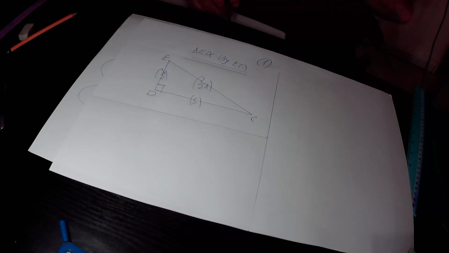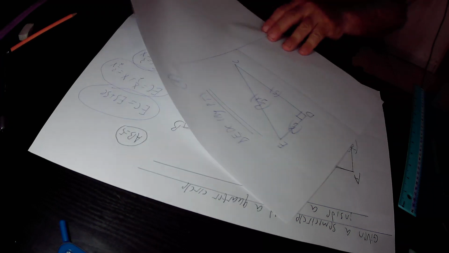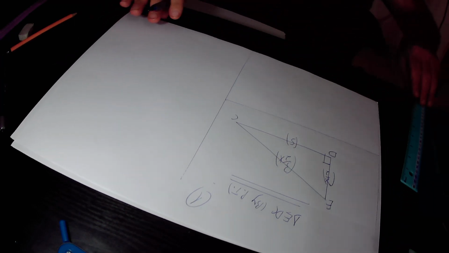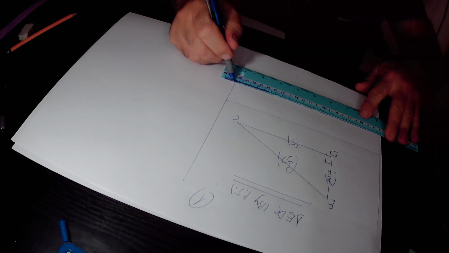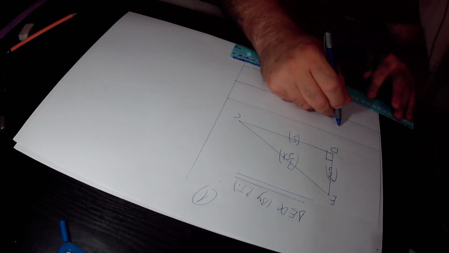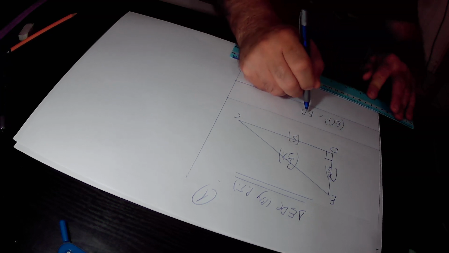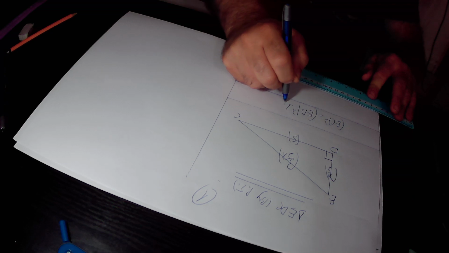So actually, this is the right triangle EDC that I copied from the original drawing. According to the Pythagoras theorem, in this right triangle EDC, EC square equals ED square plus DC square. So I write it down. EC square, it is the square of the hypotenuse, equals ED square plus DC squared.